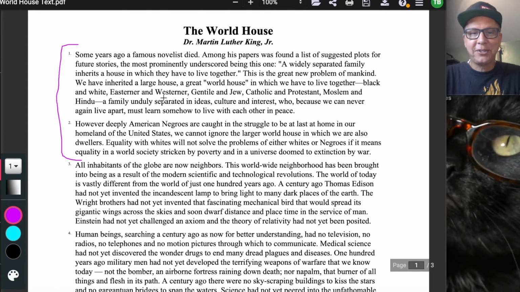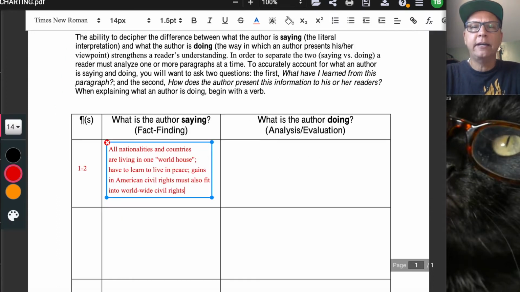The Western world and the Eastern world. We're separated in ideas, culture, and interest, and we live with each other in peace. That's my translation. Right? That's perfect. Second paragraph, I didn't neglect the second paragraph in my charting, right? Just because I filled up part of the box doesn't mean I'm done.